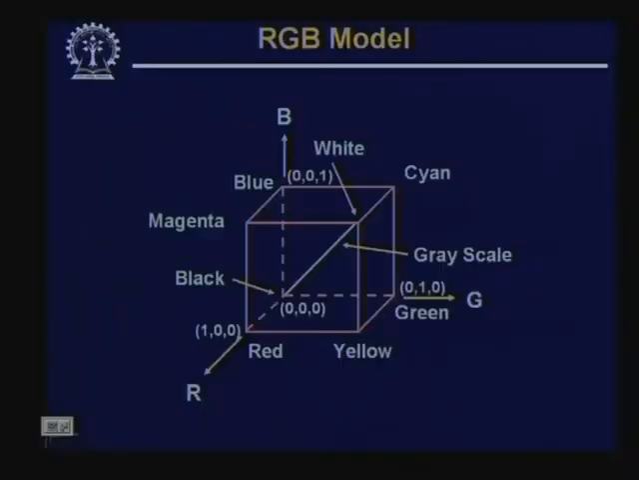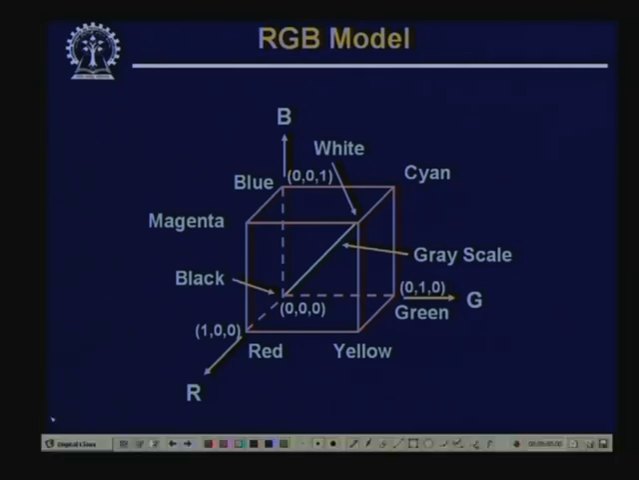So, as per this diagram, we have this red axis, the green axis and the blue axis. And in this Cartesian coordinate system, the color space is represented by a unit cube. When I say it is unit, that means the colors are represented in a normalized form. In this unit cube, you find that at the origin of the cube, R, G and B, all these three components are equal to 0. So, this point represents black.